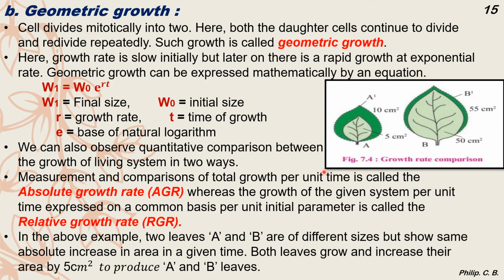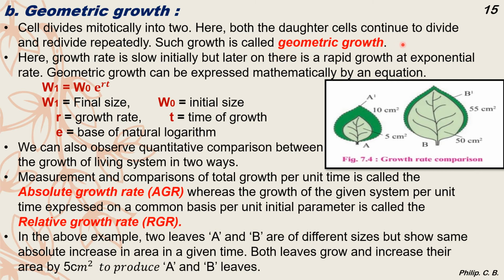Now coming to geometric growth. As you saw in the image, what is geometric growth actually, and what was arithmetic growth? The first point: a cell divides mitotically into two. Here both the daughter cells continue to divide and redivide repeatedly. Such growth is called geometric growth.